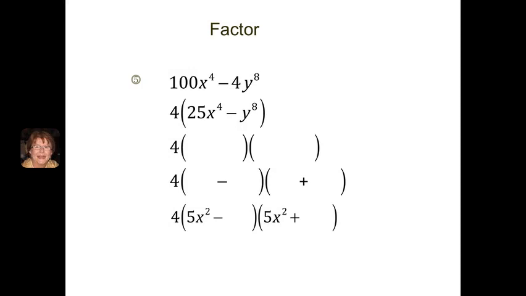Square root of 25x to the power of 4 is 5x squared. And the square root of y to the 8th, you keep the base and you divide the exponent by 2. We are now fully factored for that question. 4 times 5x squared minus y to the 4th, 5x squared plus y to the 4th.